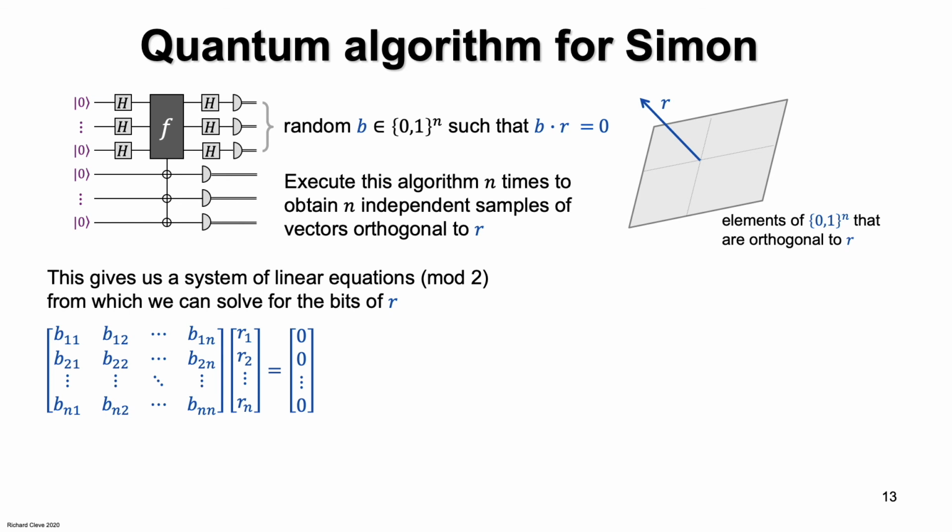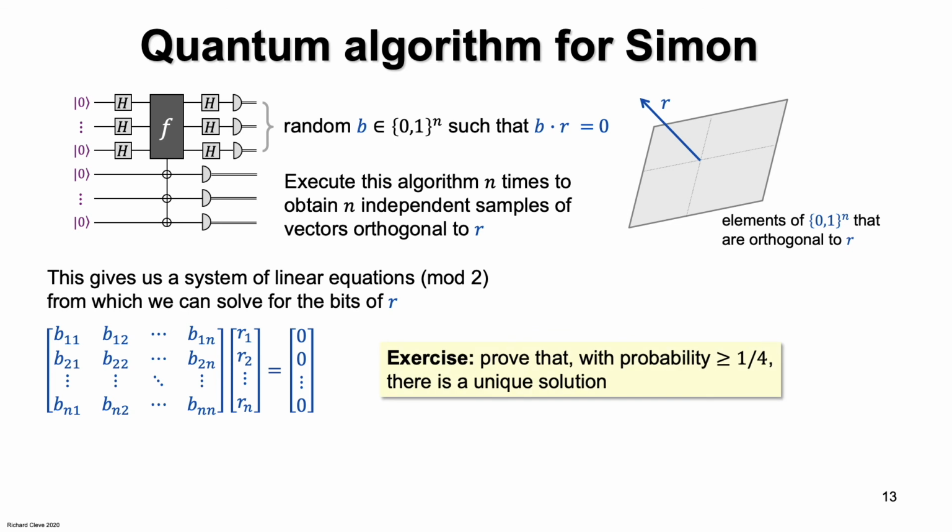This is not guaranteed to happen. We could be very unlucky and get the 0 string for each run, in which case we can deduce nothing about r. But that's unlikely. It's not so hard to prove that, with probability at least a quarter, the rank will be n-1, in which case there is a unique non-zero solution to the system of equations, which then must be r. I'll leave it as an exercise for you to show that the rank is n-1 with probability at least 1/4.